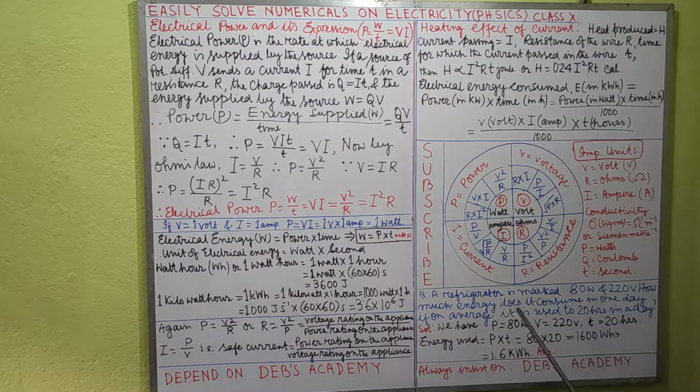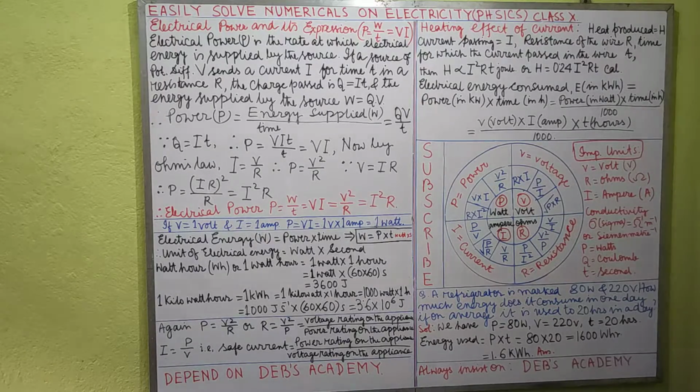Next, heating effect of current. Heat produced is H. Current passing equal to I, resistance of the wire R, and time for which the current passed in the wire equal to T. Then H varies as I square RT. H is in joule, or calorie. H is equal to 0.24 I square RT calorie.